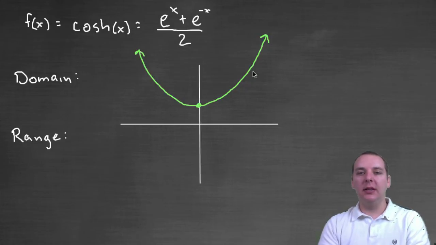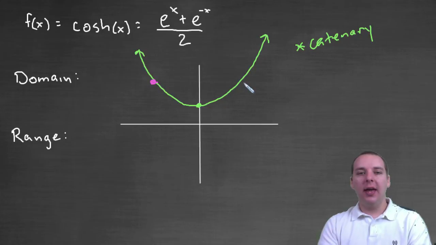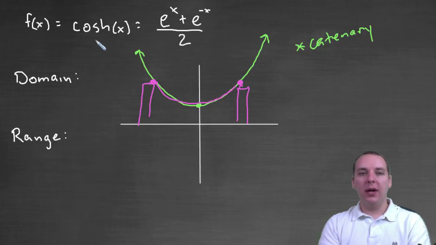I briefly mentioned this in the last video. The shape that this guy makes is called a catenary. We see it a lot in engineering courses. If any rope or chain or anything of that nature hangs between two fixed points, think of some chain hanging between two posts, between two railings or something, the shape that this makes is called a catenary, and it's modeled by the hyperbolic cosine function.